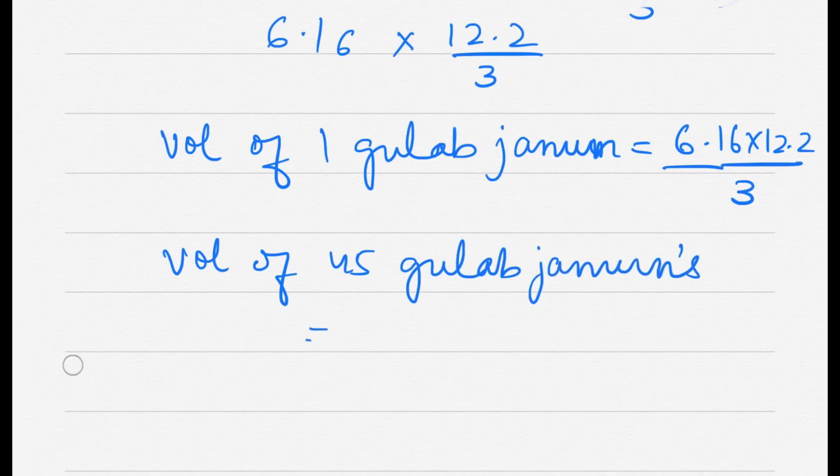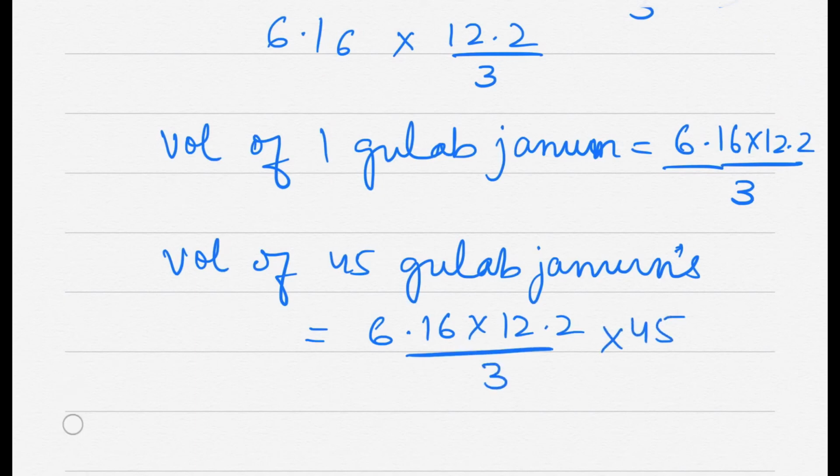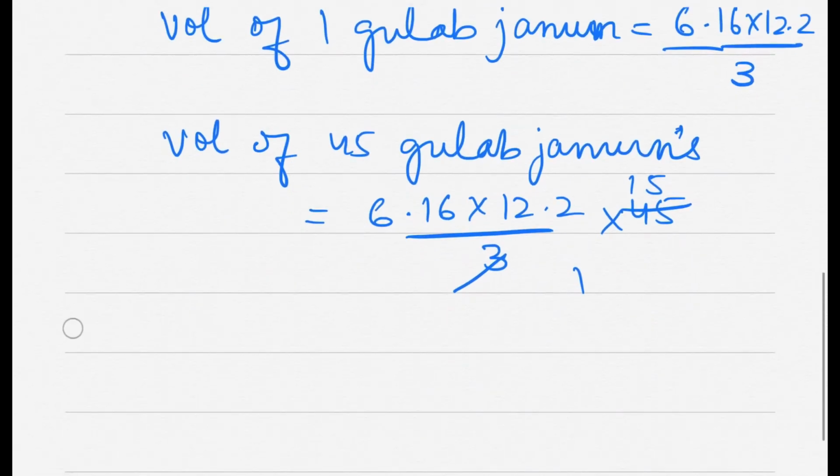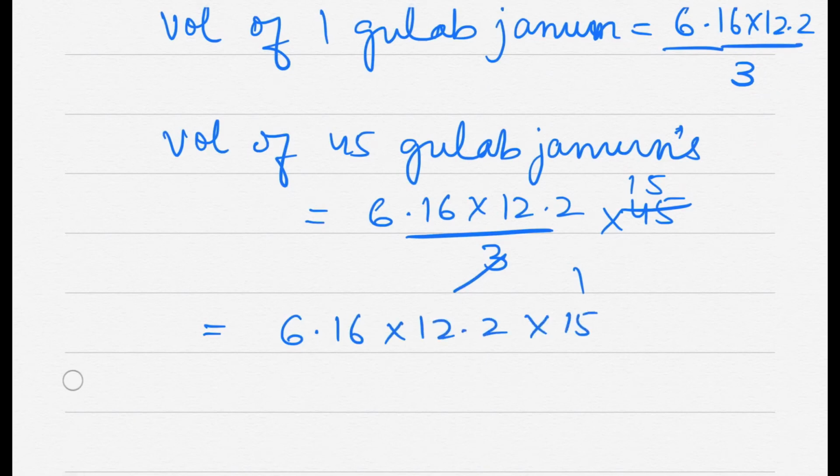So this will be equal to 6.16 into 12.2 by 3 into 45. Okay, so 3 1s are 3, 3 5s are 15, or 15 3s are 45. So now my volume of 45 gulab jamuns comes out to be this.